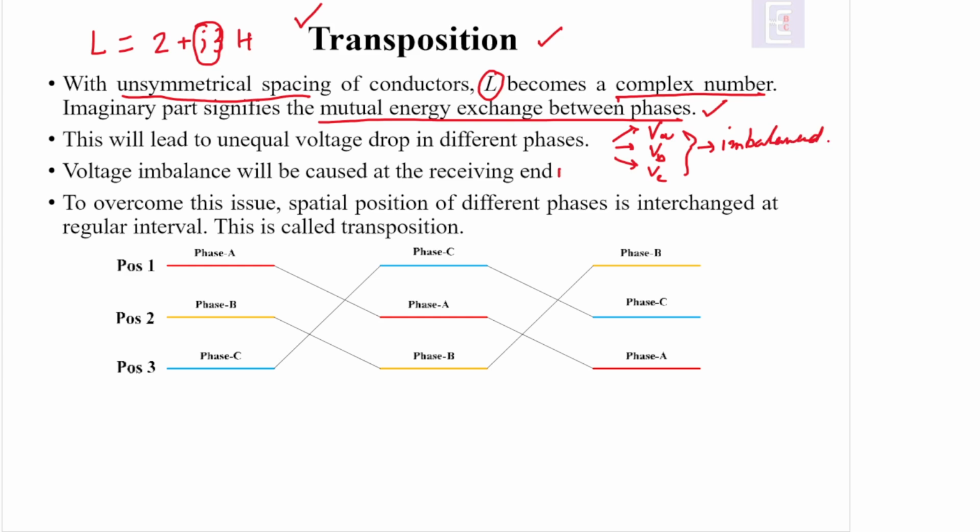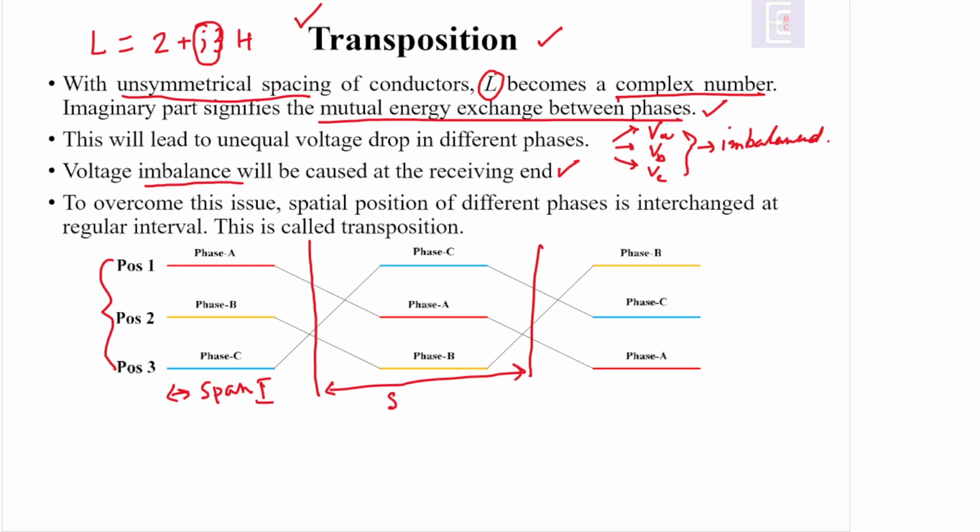As a result, at the receiving end, we have unbalanced voltage, even though the sending end voltage is very stabilized, normal. So to overcome this issue, we use transposition. What is transposition? You see, this is one span, span 1. This is another span, span 2, and finally we have span 3.